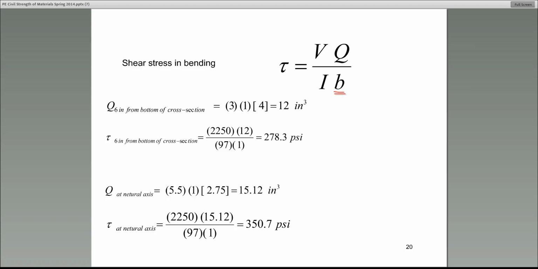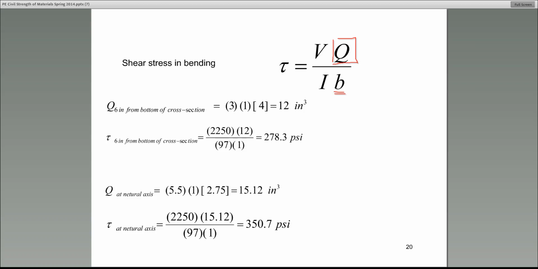Now, let's go back to this. What about the value of Q? And remember, guys, I said earlier, some people have difficulty with this equation. Well, the difficulty that many people have is in calculating the value of Q. If you go to a textbook or a reference book, they define Q as the first moment of the area. First moment of the area beyond the point that you're investigating. Which is, theoretically that's correct.